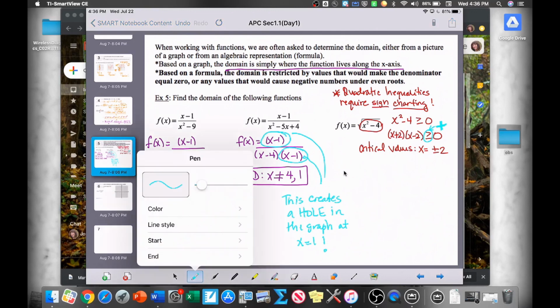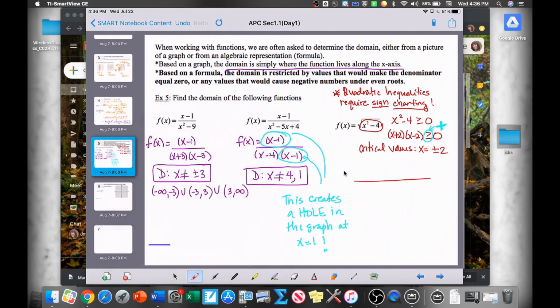Okay, so I'm going to build a sign chart right now. And on my sign chart here, I'm going to put negative 2 and positive 2. Those are my critical values, and they can equal 0, so I'm going to put closed circles on those. And so now I have to test and see, what about values that are less than negative 2, between negative 2 and 2, or greater than 2? Do those give me a positive or a negative when I plug them into my inequality?